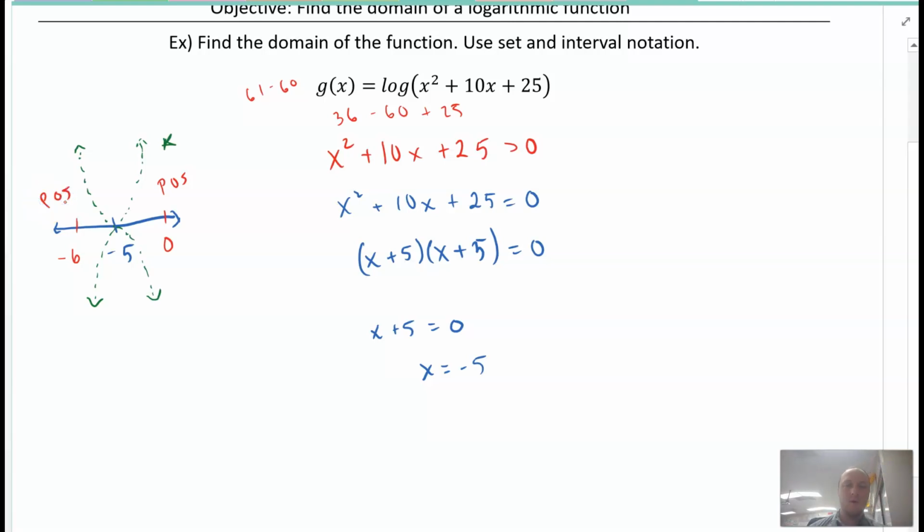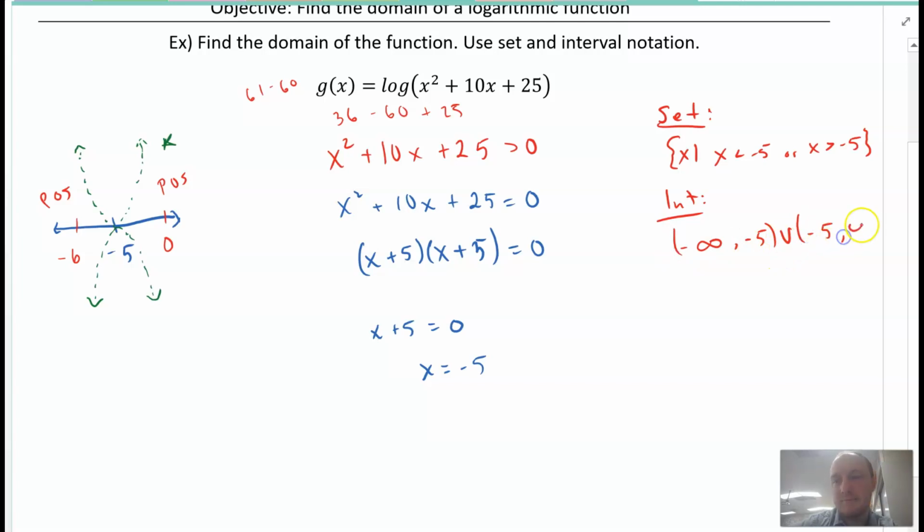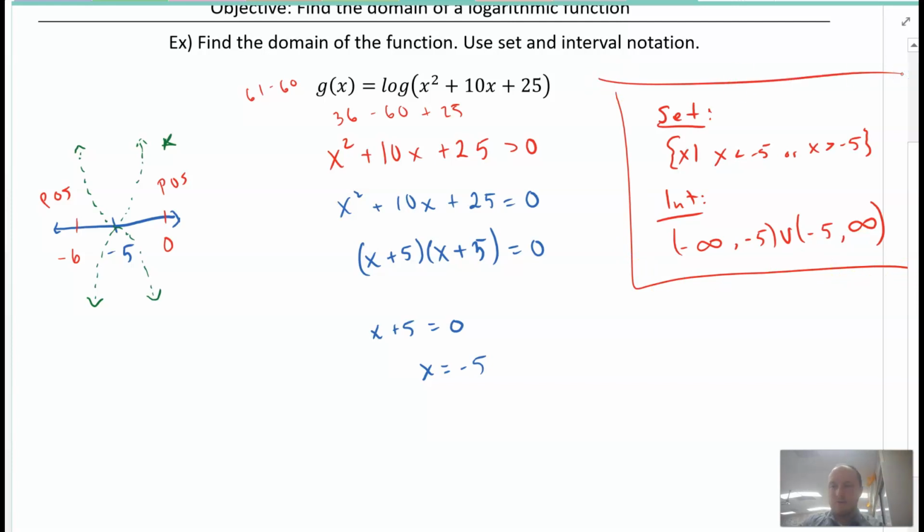Okay, so therefore, I know that our domain is everything except negative 5. So x such that x is less than negative 5 or x is greater than negative 5. And in interval notation, that's going to be negative infinity to negative 5, union negative 5 to infinity. Okay, so that's kind of the weird case number 1.